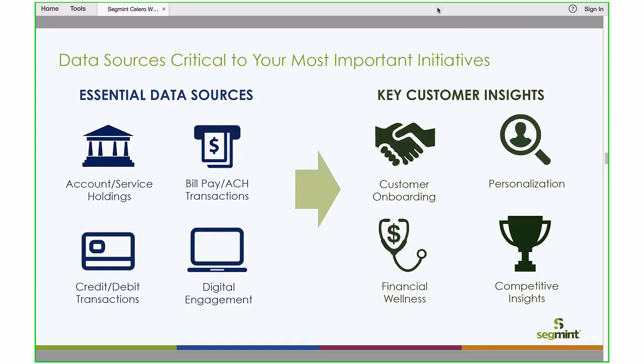Bill pay and ACH transaction data reveals the kind of banking your customers are doing outside of your institution. It gives you that competitive insights and provides a guide for the types of products that you should and could offer your existing members to gain a greater share of their wallet and win more of that wallet against your competitors.